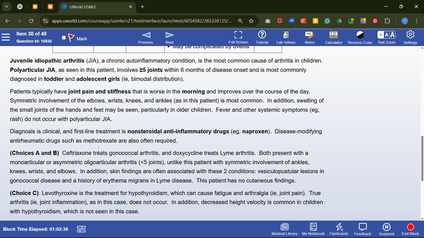Diagnosis is clinical, and first line treatment is NSAIDs, naproxen. Disease modifying anti-rheumatic drugs such as methotrexate are often required. Okay.